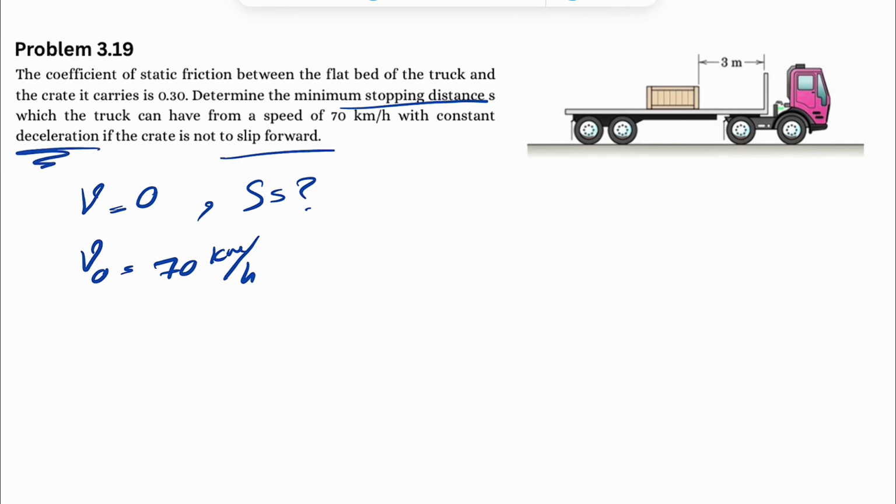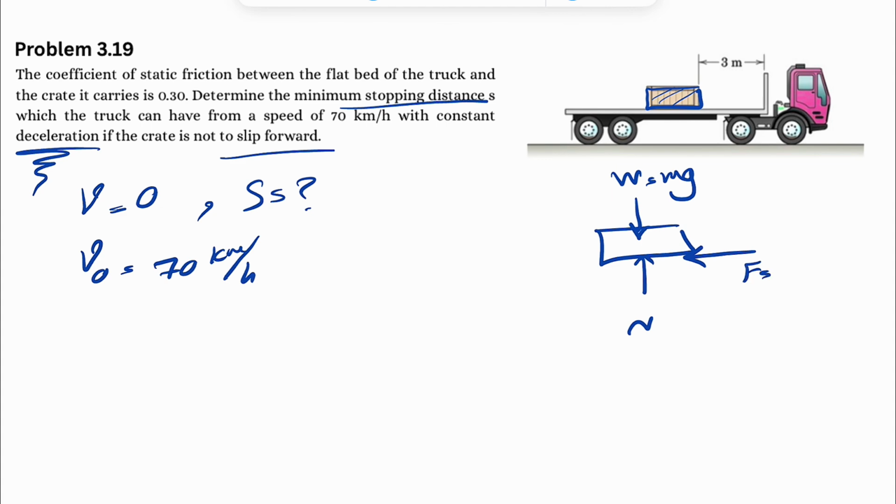Obviously the deceleration is missing, so first we have to figure that one out. Let's draw the free body diagram of the box to find the acceleration first. There will be a normal force, and the weight of the box, mass times acceleration of gravity. What's going to stop the crate is the friction it has with the flatbed of the truck.